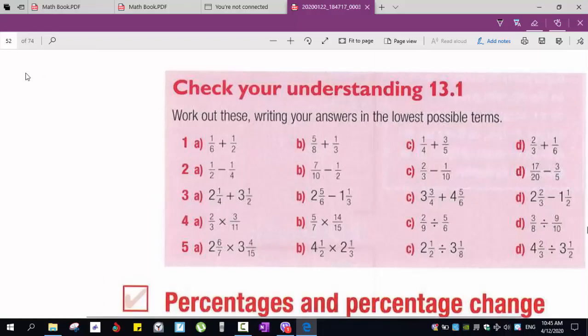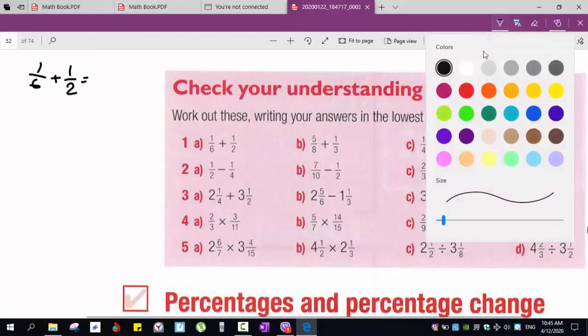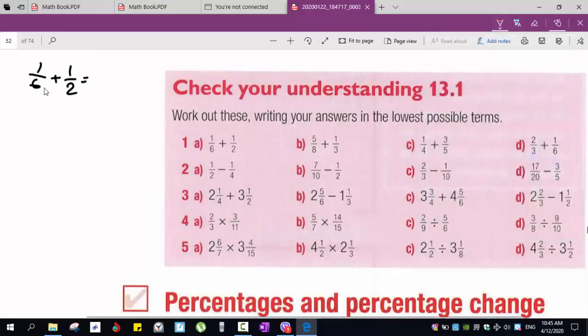Question 1a, which is a very simple case. It's 1 over 6 plus 1 over 2. Okay, how can we add these two fractions? Firstly, we need to have the common denominator. The common denominator for 6 and 2 is 6.